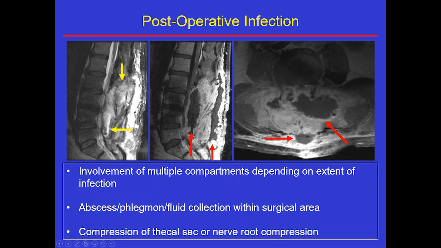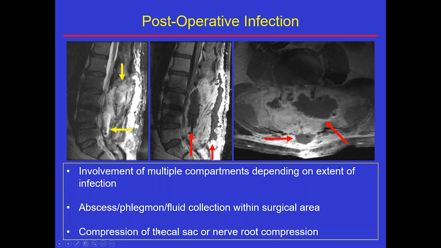On the T2 weighted images, you can see involvement of multiple compartments. You can see fluid deep to the skin incision that extends into the laminectomy bed, in this case causing a large amount of mass effect on the dorsal aspect of the thecal sac. You can see all of the enhancement on the post-contrast images here on the axial and sagittal images delineated by the red arrows. You can see a fluid collection here, a fluid collection here. You can see the thecal sac is compressed.